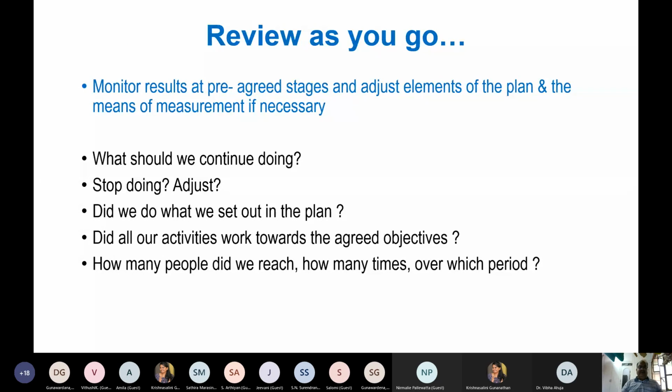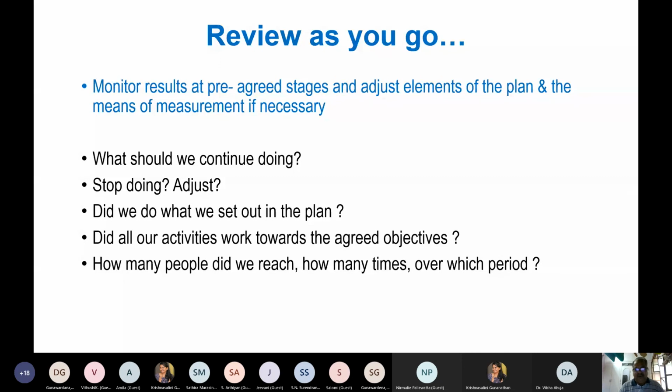And at any time, we must be very strict and stringent to review our processes, our steps of success. We must question ourselves, like the 6 W's. We must always ask ourselves what, when, who, where, etc. What should we continue doing? Whether we stop doing, whether we adjust, did we do what we set out in the plan? Did all our activities work toward the agreed objectives?